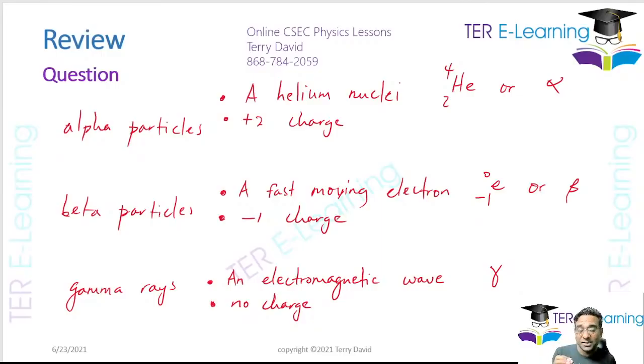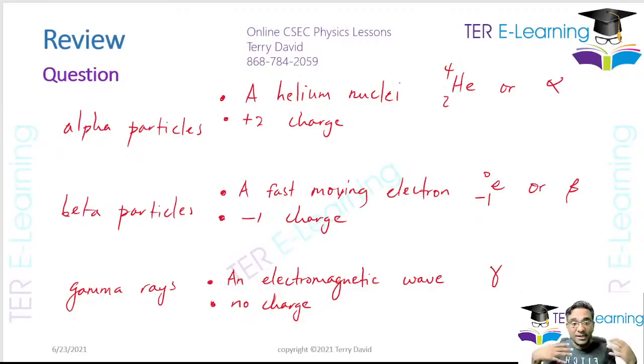Now, gamma rays, on the other hand, are very penetrating. They can travel long distances in air or even matter, right? So if you wanted to stop gamma radiation, you need either a thick lead shield or a thick layer of concrete in order to prevent gamma radiation from coming towards you, right?